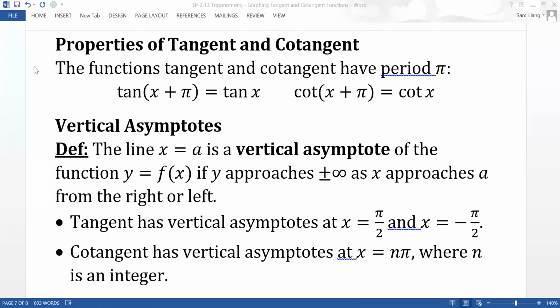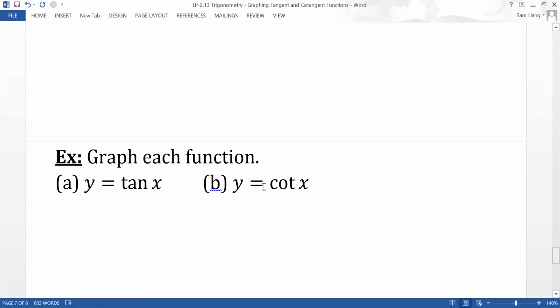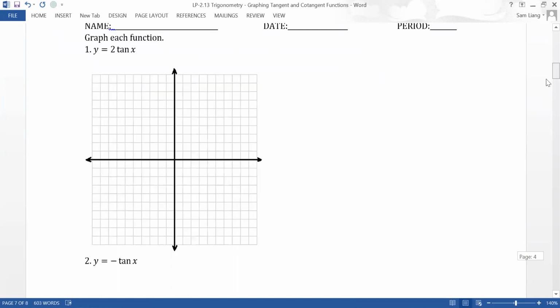All right, so if no one else needs it, then we'll move on to the graphs. We're going to graph tangent and cotangent, just the basic graphs. I'm going to move up for that. So I'll have these questions here in the notes.